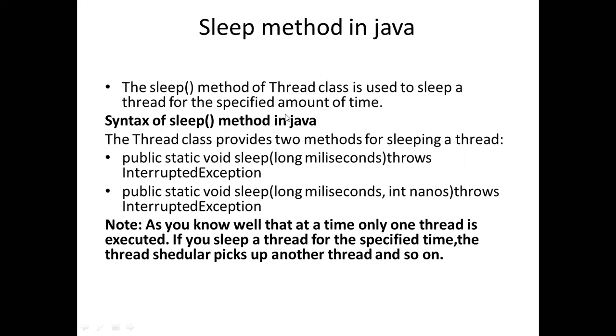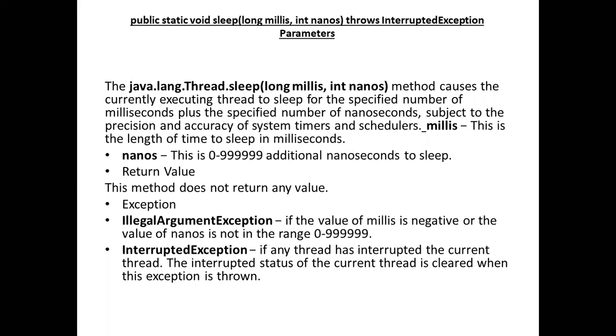Sometimes we require another thread to be executed. In that case, we make the current thread go to sleep mode for a specified time, and meanwhile the thread scheduler will pick some another thread. Clear? So this is the functioning of the sleep method.